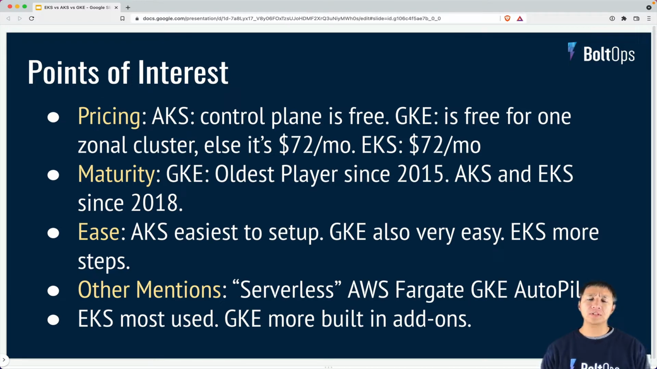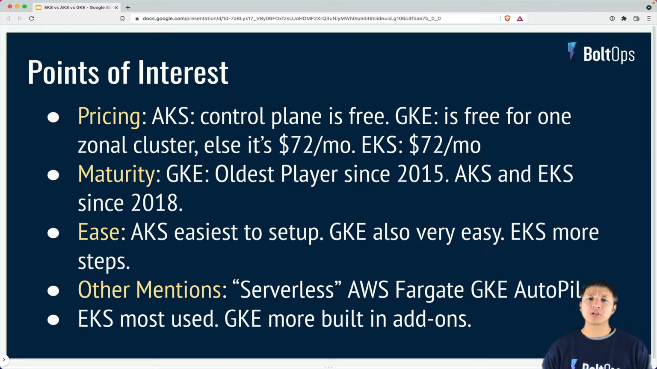First is pricing. With AKS, interestingly, you don't currently have to pay for the control plane. That's cool. With GKE, you don't have to pay for the control plane if you're only running one zonal cluster. Otherwise, you have to pay for it. I think it's $72 a month or so. The reason I said that with AKS you don't currently have to pay is that GKE started that way also. GKE used to not charge for the control plane, and then they eventually started charging $72 a month. And with EKS, you've always had to pay for the control plane at $72 a month.